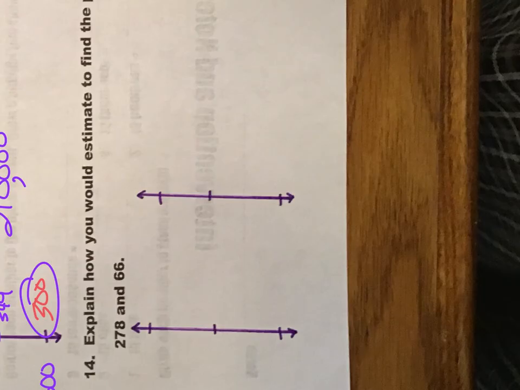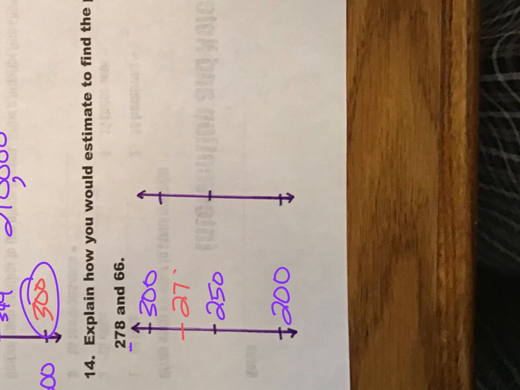For the next part, it says to explain how you would estimate to find the product of 278 and 66. Again, we are estimating. Well, first thing we're going to notice is that 278 is a 3-digit number. In the previous problems, we would round those to the nearest hundreds place. The number in the hundreds place is the 2, so my low number would be 200. My high would be 300. My midpoint, of course, is 250. So now we plug in the real number, which is, of course, 278. That would be larger than 250. So that one would round to 300.